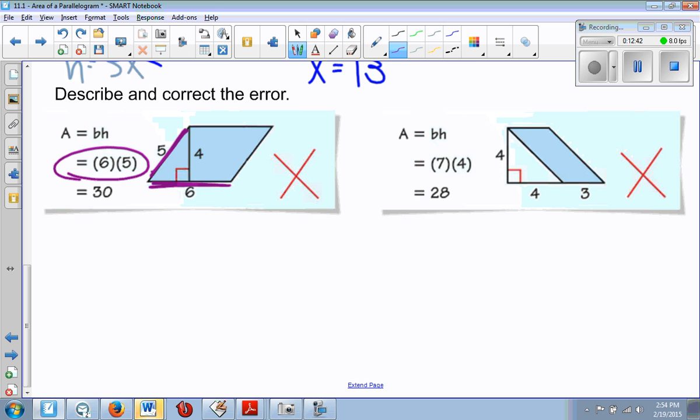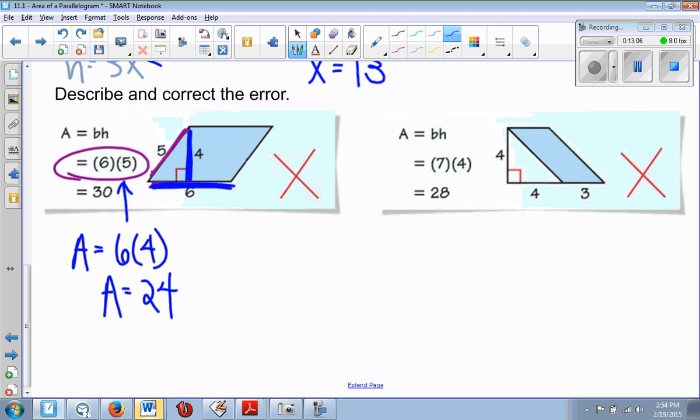We know that anytime we talk about the height of a parallelogram, it has to hit at a 90-degree angle. So rather than using 5 and 6, we should have been using 4 and 6. So there's your error. Instead of using 5, that should be a 4 in there, meaning that my area would actually be 6 times 4, which is 24, not 30.